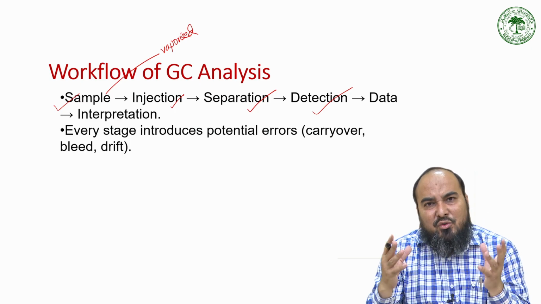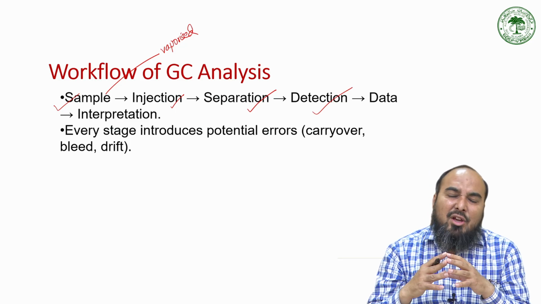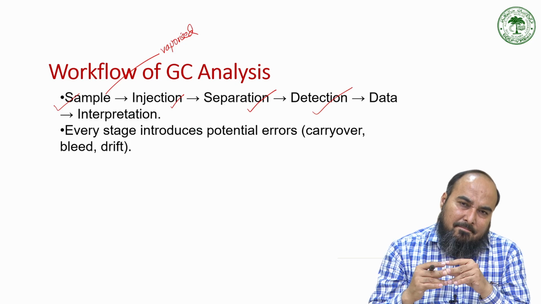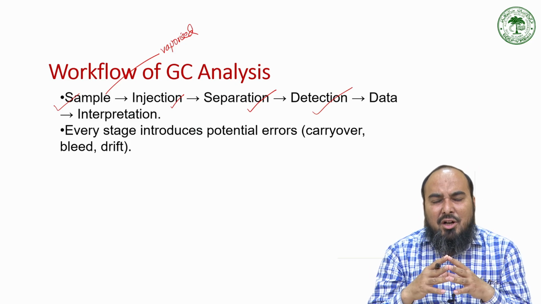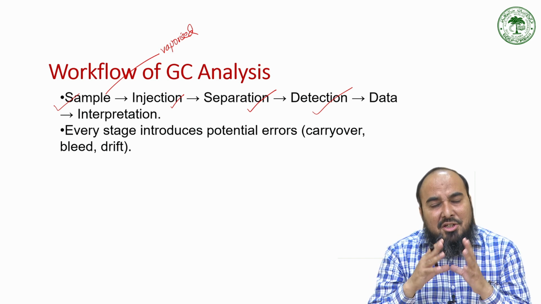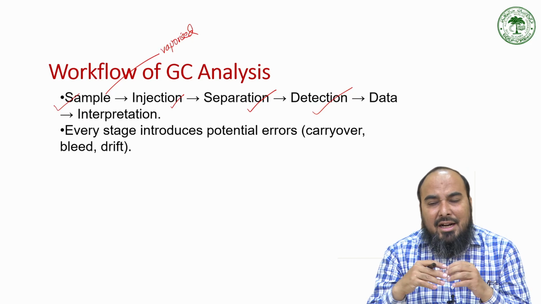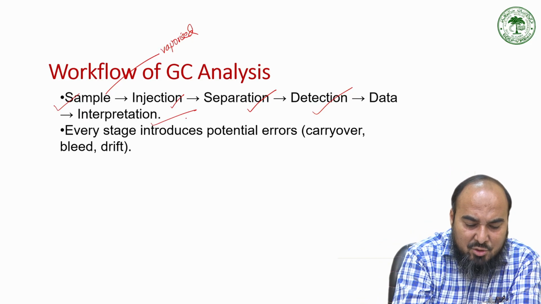Similarly, if you have some phosphorus, then you have to use a thermionic detector. For example, if you have some ionizable gases, then you can go for the photoionization detector, PID. So depending upon the nature of the sample given to you, the nature of the problem, you have to choose the detector very intelligently. Then the detector gives you some data, and that data is interpreted in terms of the chromatogram.